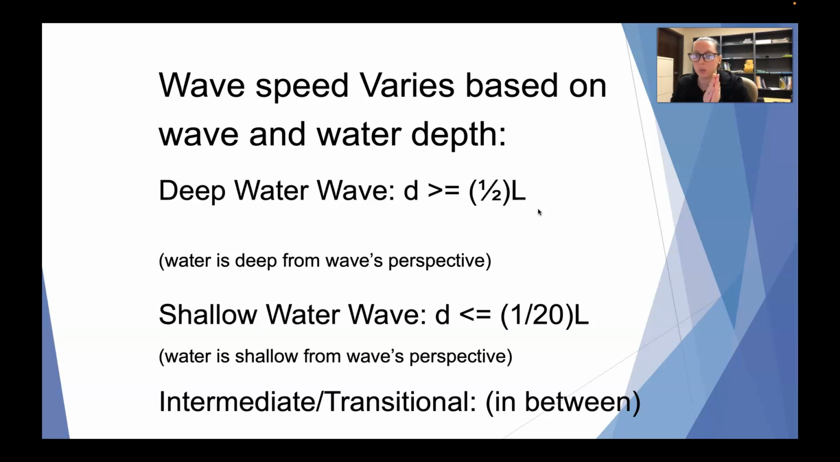Whereas a shallow water wave means that the water depth, or the energy depth, is less than or equal to 1/20th of the wavelength. So that means that the water is shallow from a wave's perspective. And then we have an intermediate transitional situation, so we're going in between, transitioning from a deep water wave to a shallow water wave.